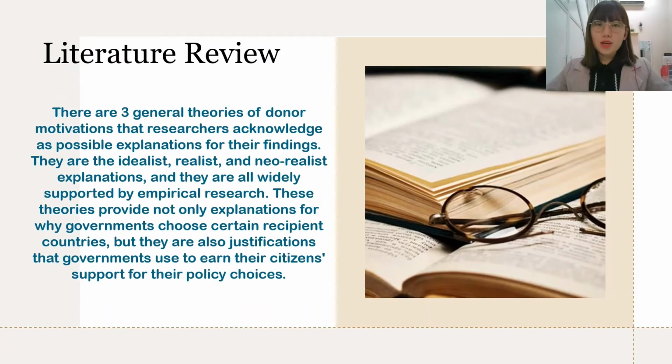Now, let us look at the literature review. There are three general theories of donor motivations that researchers acknowledge as possible explanations for their findings. They are the idealist, realist, and neo-realist explanations, and they are all widely supported by empirical research. These theories provide not only explanations for why governments choose certain recipient countries, but are also justifications that governments use to earn their citizens' support for their policy choices.